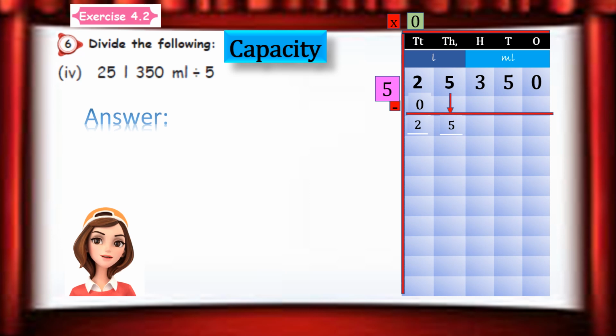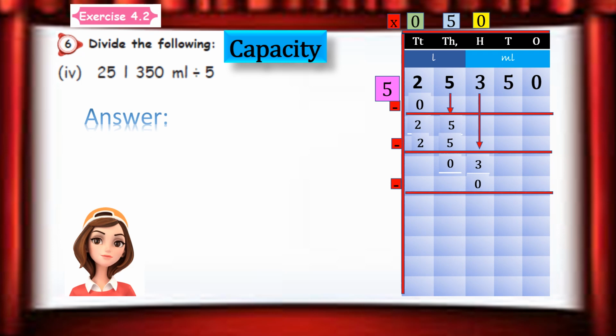Then bring down the next digit 5. So now we have 25. Yes, it is also in the 5 times table. 5 5s are 25. So now we can subtract in an easy way. 25 minus 25 is 0. Then bring down the 3. Right. So 3 also is not in the 5 times table. So what we have to do? Very good. So we have to take 0. So 5 zeros are 0. Let us subtract these two. 3 minus 0, 3.